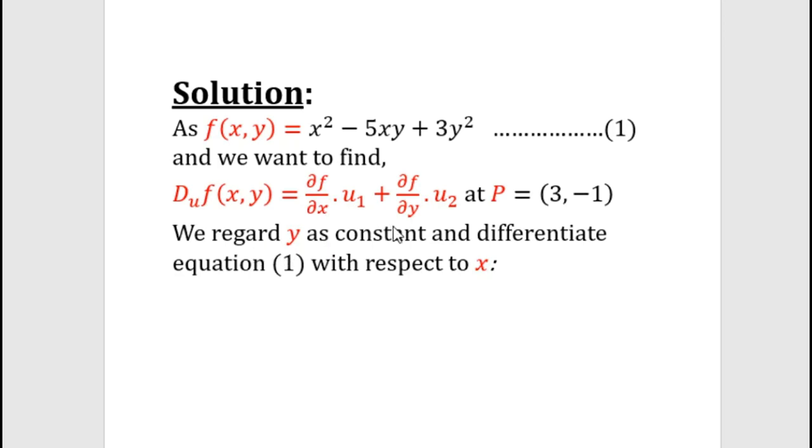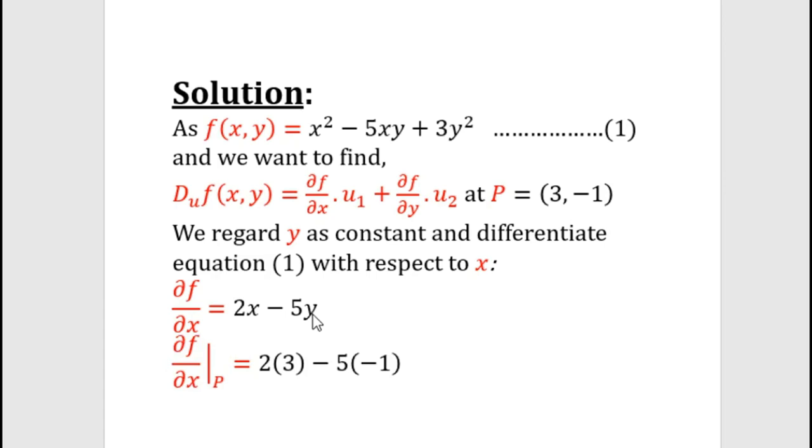For finding partial f by partial x, we regard y as constant and differentiate equation 1 with respect to x. So partial f by partial x is equal to 2x minus 5y. Now partial f by partial x at p is equal to 2 times 3 minus 5 times -1. So 6 plus 5, which is equal to 11.